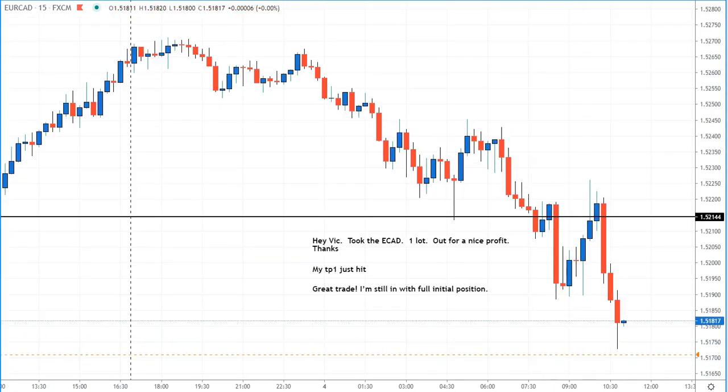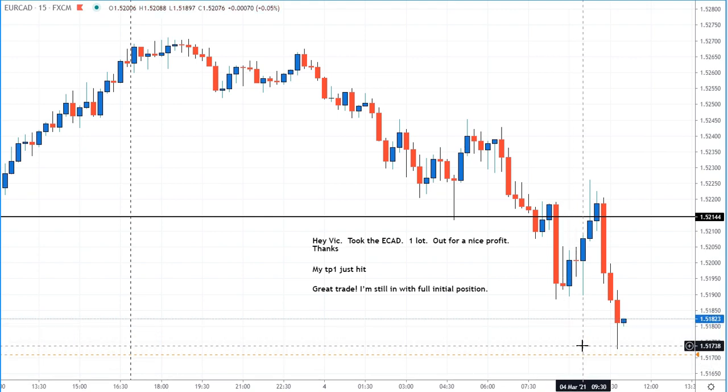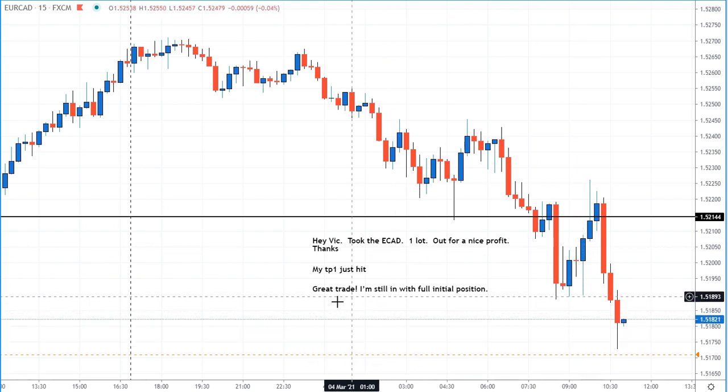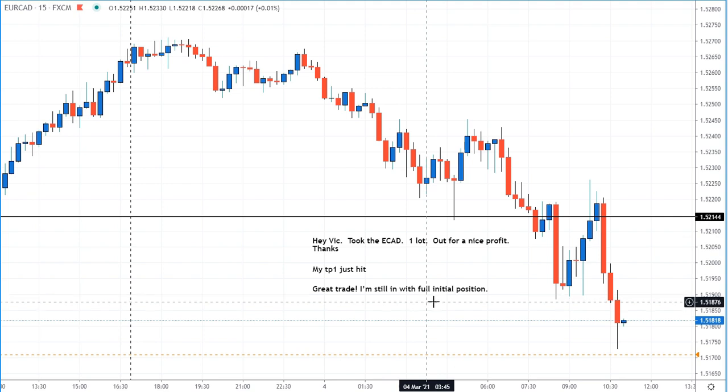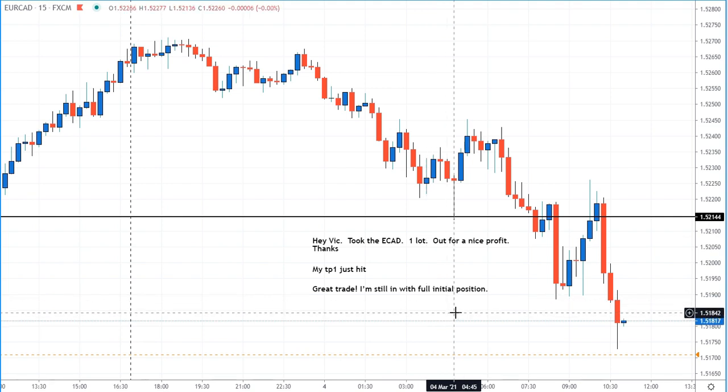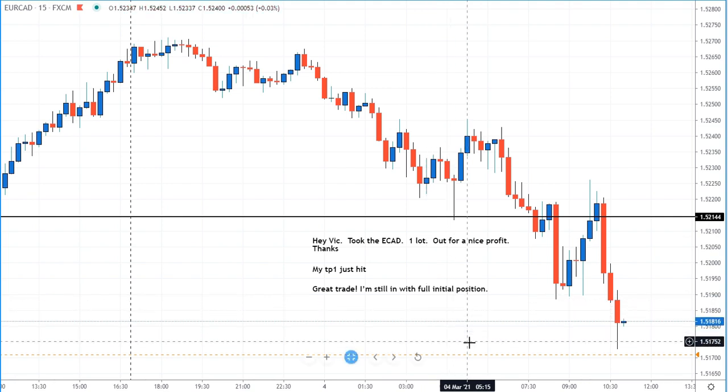Yeah, hi again. Just to point out, this trade has made well over a 2 to 1, almost a 2.5 to 1 reward risk unscaled. So it's still moving. Another guy just posted here, great trade. I'm still in with a full position. So yeah, let's just see if we can keep it going down here. We'll keep you posted.